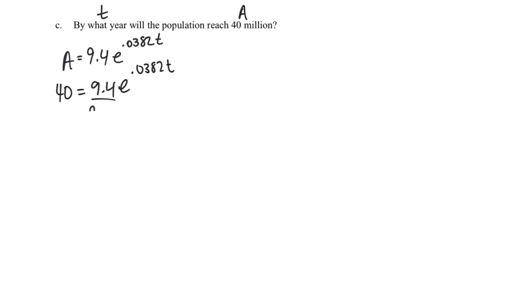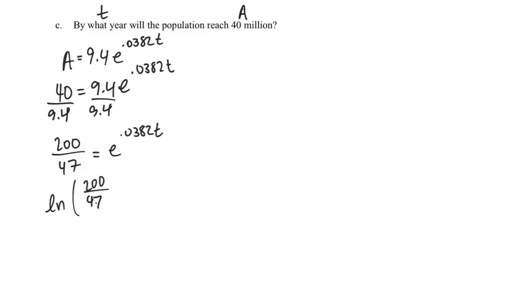The first thing I'm going to do, as always, is isolate that exponential expression, and converting back to a fraction gives you 200/47 = e^(0.0382t). Next we want to get rid of the e, so I'm going to take the natural log of both sides. So ln(200/47) = 0.0382t. Then to get t by itself, we're just going to divide by that k value, which we have stored in our calculator.